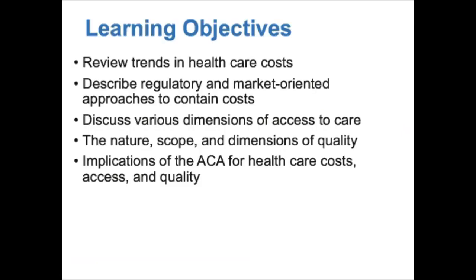The learning objectives for this week are to review trends in healthcare costs and factors that led to past cost escalations, to describe regulatory and market approaches to contain costs, and discuss why some regulatory cost containment approaches were unsuccessful, to discuss various dimensions of access to care and describe access indicators and measurement. And we will also review the nature, scope, and dimensions of quality. And lastly, we'll discuss the implications of the ACA for healthcare costs, access, and quality.